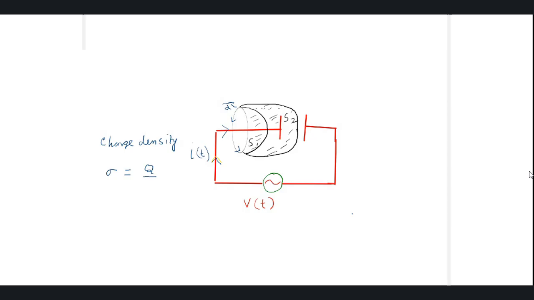where A is the area of the capacitor. So A is area, and Q should be written as Q(t), because with time the amount of charge on the plates will actually vary. So sigma should be written like this.